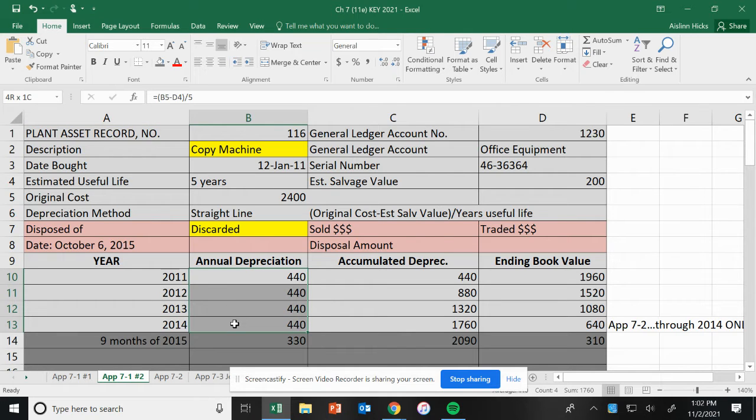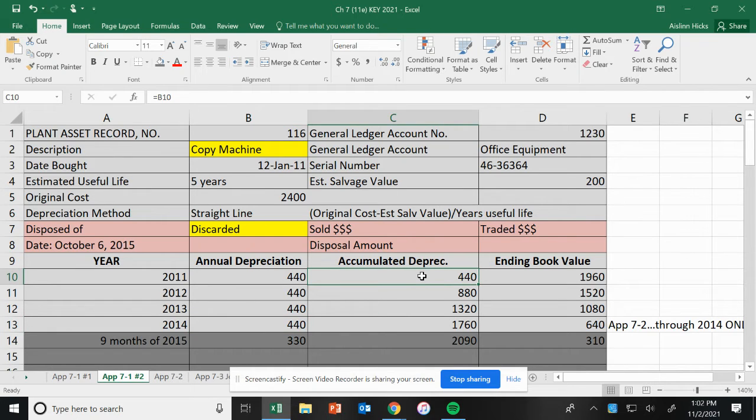How do I figure out the annual depreciation expense? Well, you can see that I put this into my notes that with straight line, I'm going to take original cost minus my estimated salvage value and divide that by the years of useful life. When I do that, you can see I took B5, which is 2,400 minus 200, that's in parentheses, and divided it by 5 for 5 years. When I do that, I get 440 per year. Okay, so these are 4 solid years.